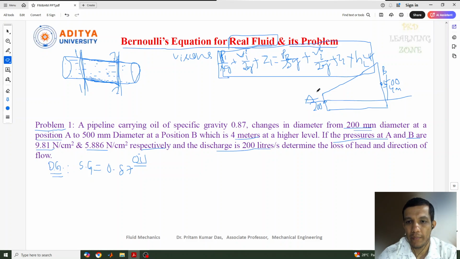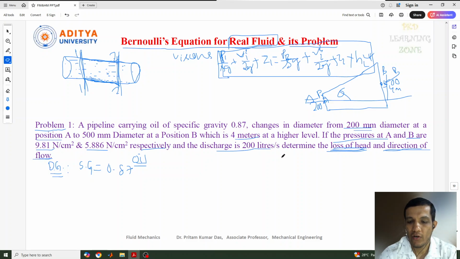So here the pressure PA is given, and here PB is given, and Q, the flow, is given. Determine the loss of head and the direction of the flow. From the sign of this value, we can identify from which direction to which direction the liquid is flowing, and we also need to find the head loss, that means HL, we need to calculate.